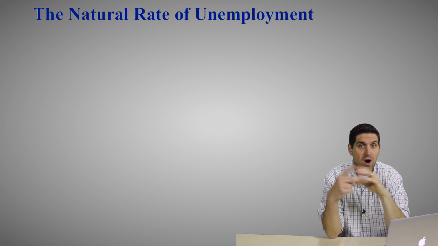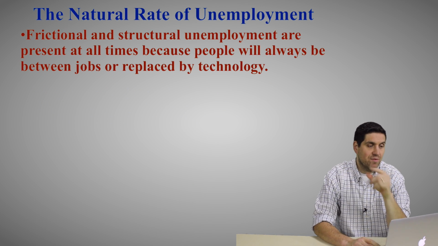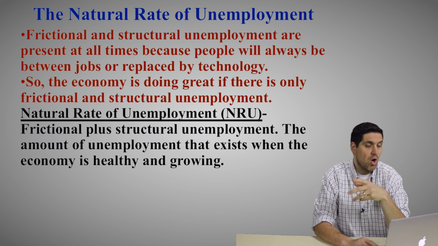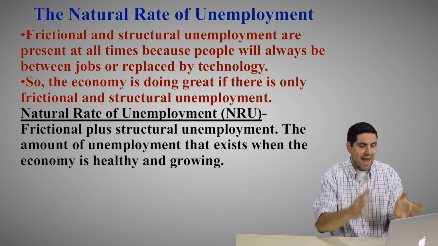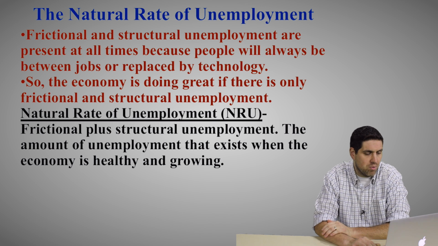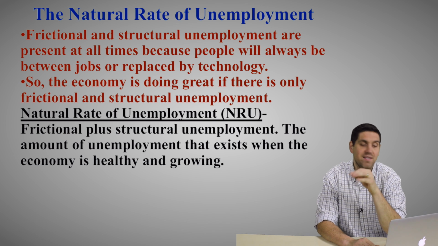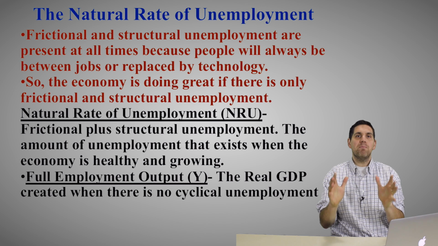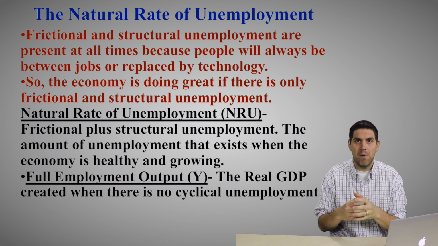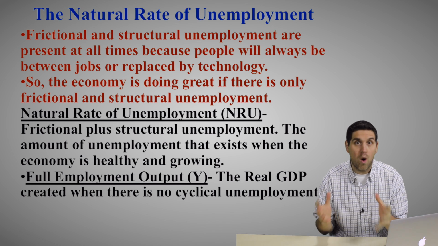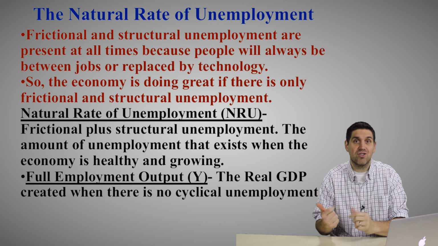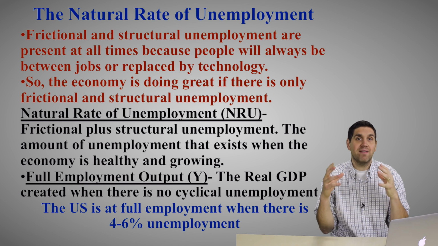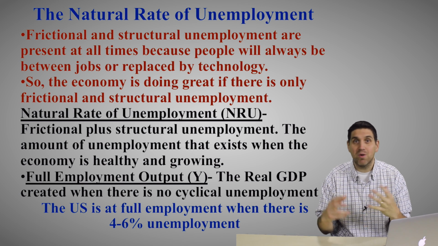Frictional and structural unemployment are going to happen in the economy. So that's the idea of what's called the natural rate of unemployment. When there's no cyclical unemployment, we have what's called full employment. So the natural rate is frictional plus structural unemployment, and it's the amount of unemployment that exists when the economy is doing healthy and doing good. Keep in mind, full employment is not the idea of zero unemployment. We're never going to get all of our workers who want a job working, because there's always going to be frictional and structural unemployment. Now, in the United States, the natural rate of unemployment, or when the economy is at full employment, is around 4 to 6% unemployment.